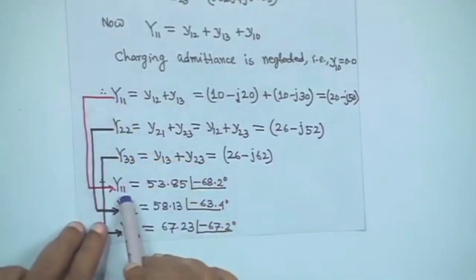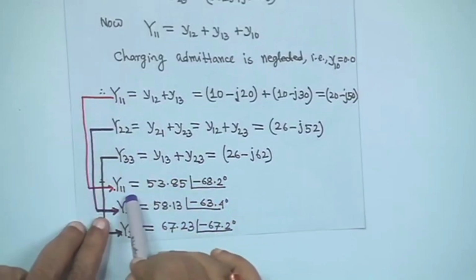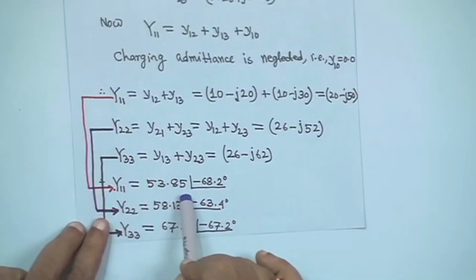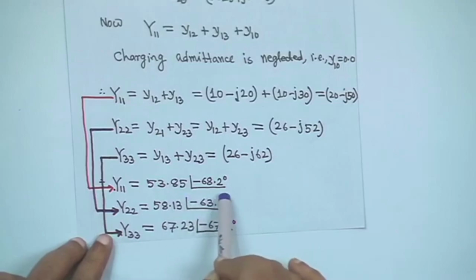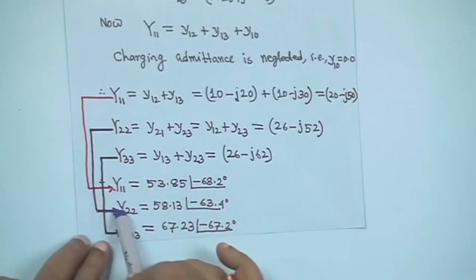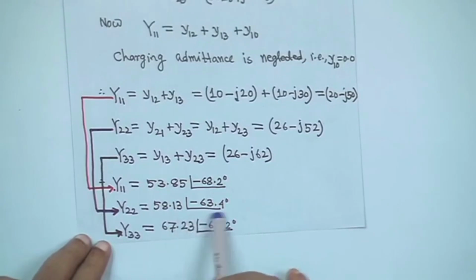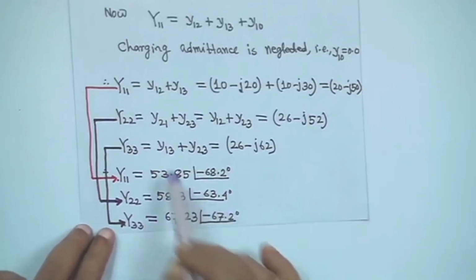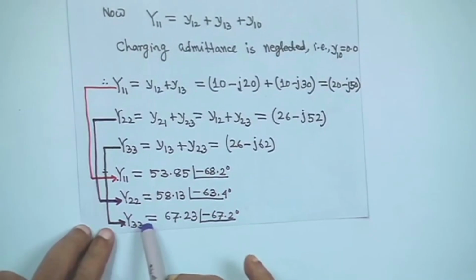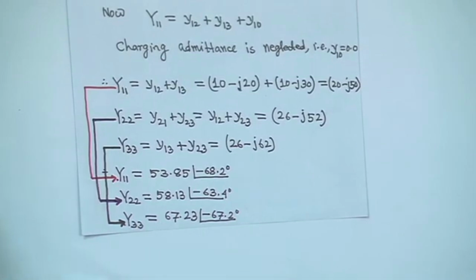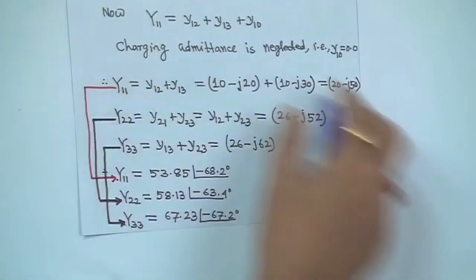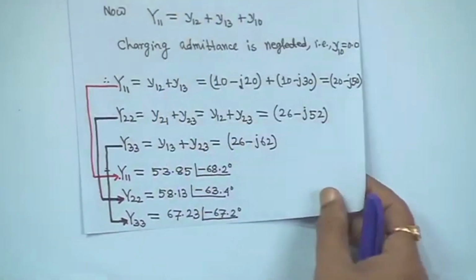Now, this capital Y11 is coming from here. Its magnitude will be 53.85 and angle minus 68.2 degree. Similarly, capital Y22 will be 58.13 angle minus 63.4 degree, and similarly capital Y33 will become 67.23 angle minus 67.2 degree. So, these are all the diagonal elements of the Y matrix: Y11, Y22, Y33. Next, the off diagonal elements.